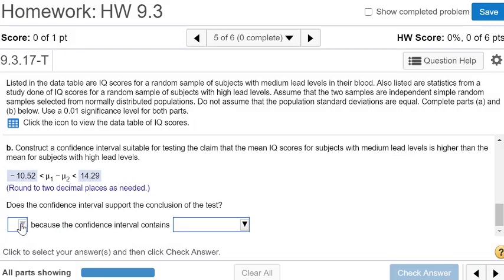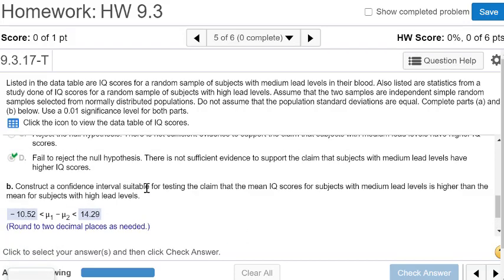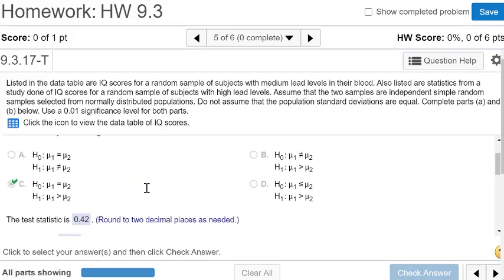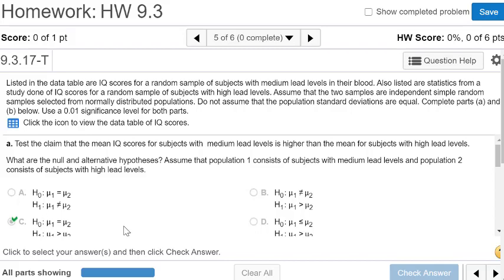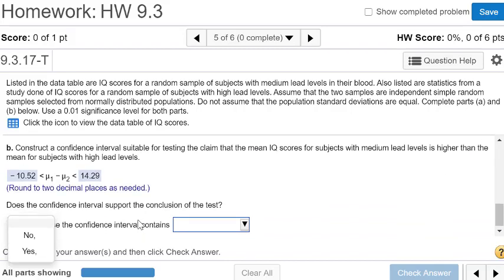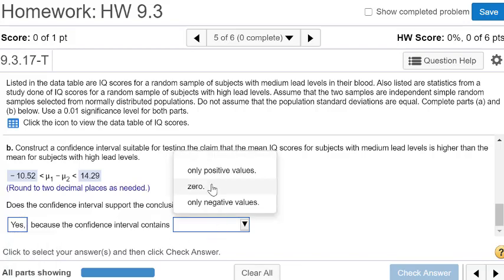Does the confidence interval support the conclusion of the test? Well, because zero is included here, it looks like they're about the same. There's no significant difference between those two. So I think it does support it. Yes, because it contains zero.